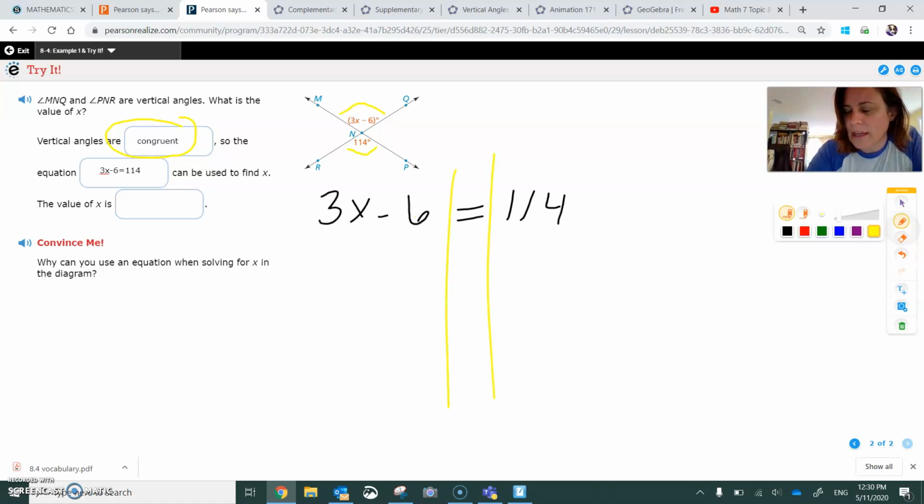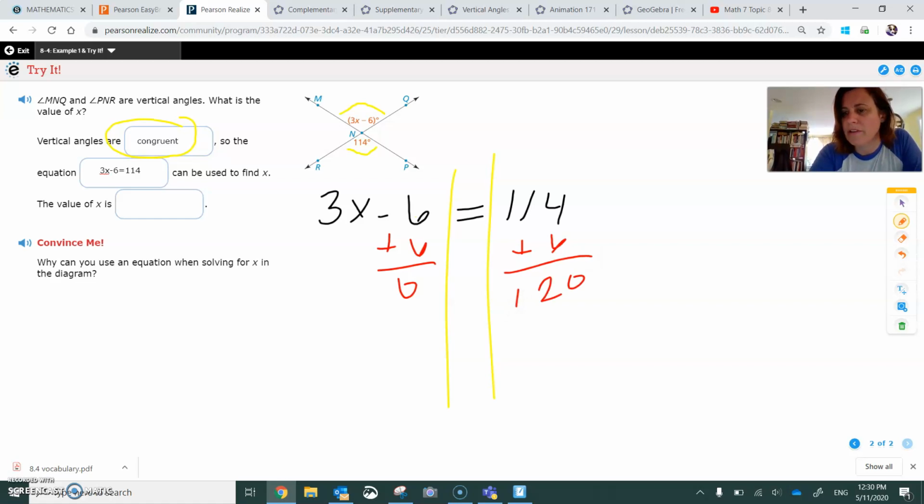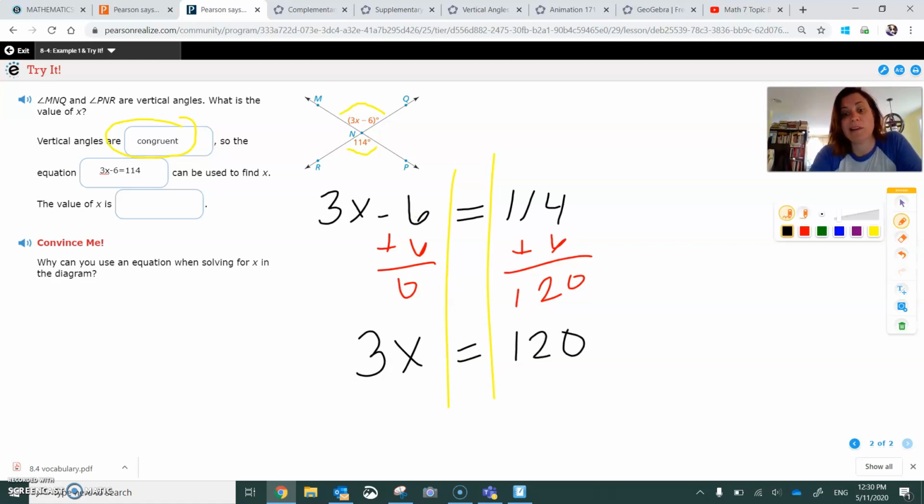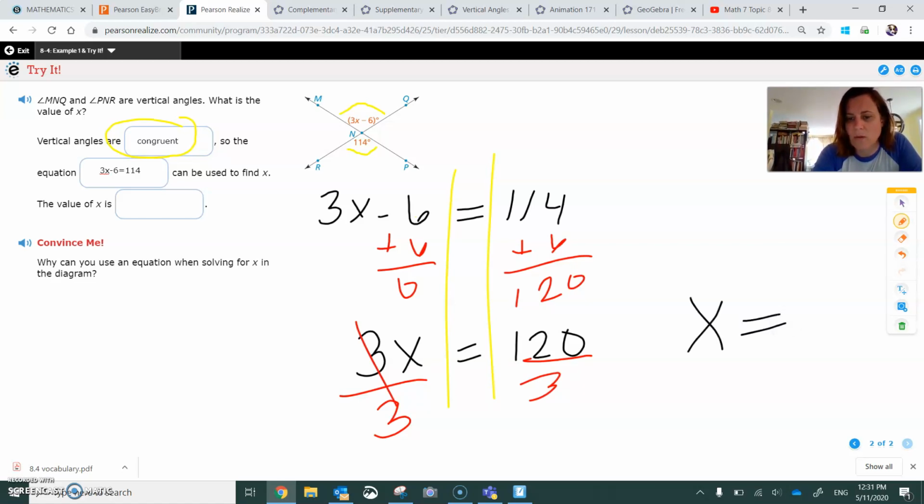So the first thing that we can get rid of is that minus 6 part. So we're going to add 6 to both sides, and then we're going to rewrite what we have. On the left-hand side of the equal sign, all we're left with is 3x. The equal sign is still there, and it's going to equal 120. So if 3 times x is 120, 3 times what number is 120? We divide both sides by 3 to get that answer, and we end up finding out that x is going to equal 40.